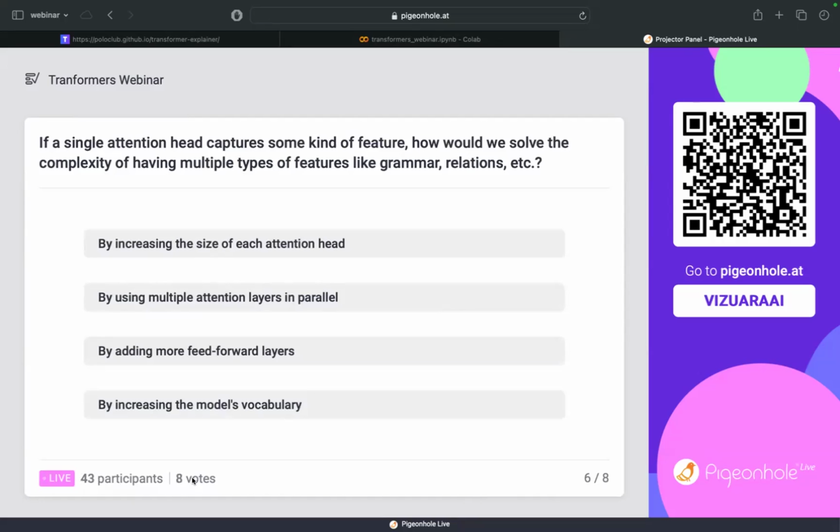Okay, I can see 5, 7. Okay. Get to layer normalization. All right. There are 43 votes. I think I can end the poll, right? Give 5 more seconds.